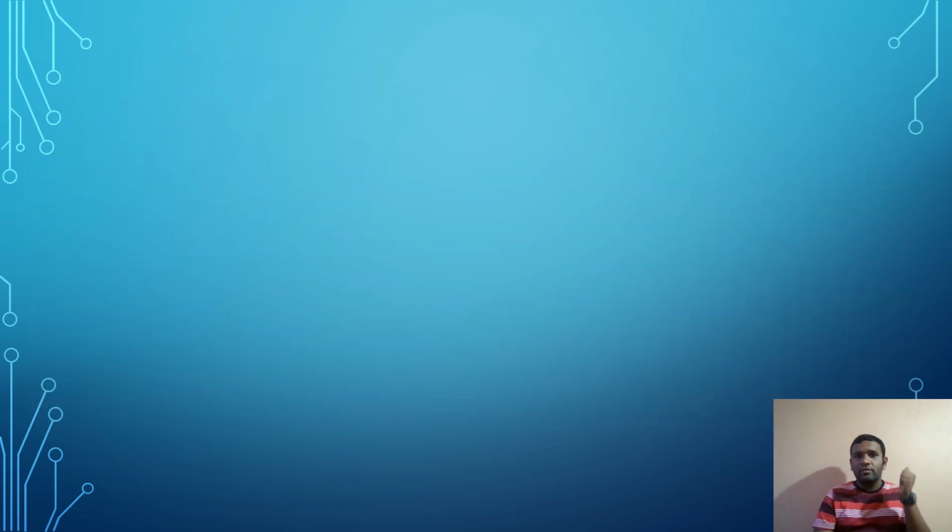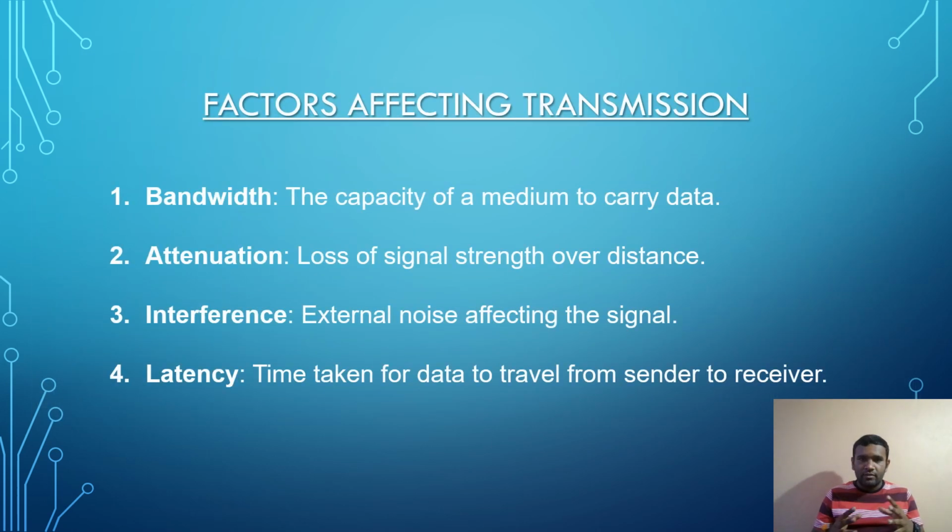What are the factors affecting transmission? Bandwidth, attenuation. Bandwidth means the capacity of a medium to carry data. Attenuation is the loss of signal strength over the distance. Interference is external noise affecting the signal. Latency is the time taken for data to travel from sender to receiver. These are the four factors affecting the transmission.